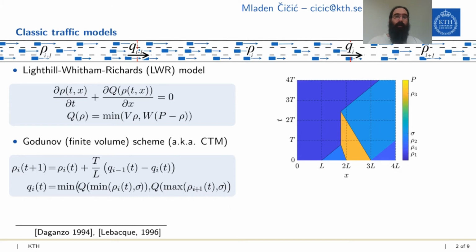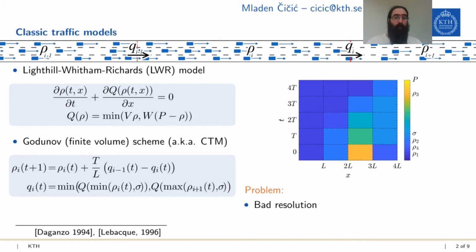So what we're doing in this scheme is splitting the road into cells and then tracking what happens with the traffic density inside of each of these cells based on the traffic flow between them. So how would a solution based on CTM look like? Well, since we have 4 distinct regions of different traffic density, we might want to split this road into 4 cells. However, if we do that, it's immediately apparent that the resolution of this solution is very bad, and we need to do something about that.